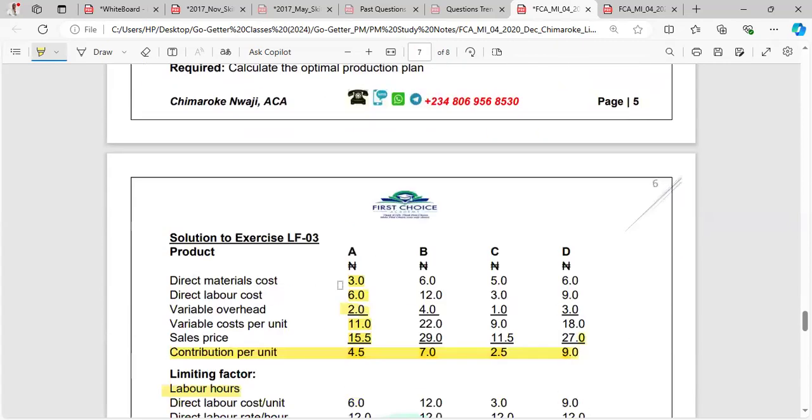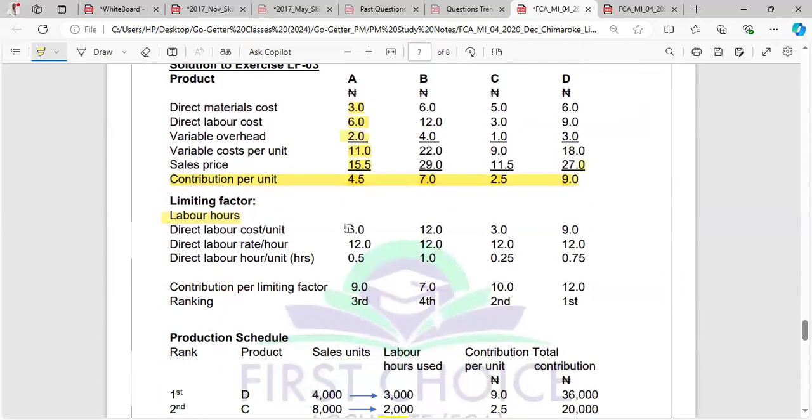So, but what can we do? Now look at it. Direct labor cost per unit. It tells me that for 1 unit, you are spending 6 naira. For 1 unit here, you are spending 12 naira, 3 naira, 9 naira. Just 1 unit. This is how much you are spending. How much did you spend for 1 unit? 6 naira. How much did you spend in 1 hour? You spend 12 naira per hour, constant in all of them.